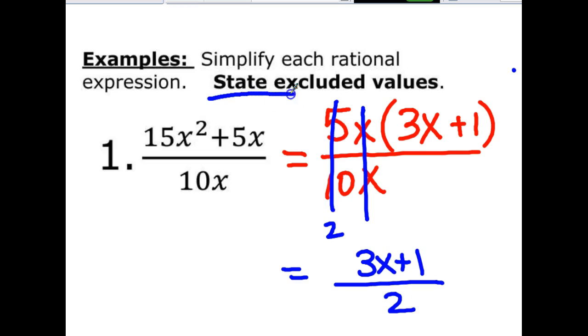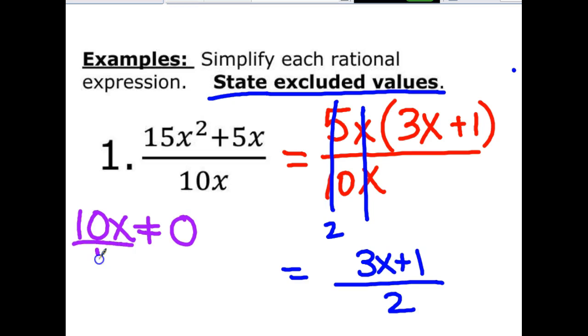But we have to state the excluded values. Excluded values are from the denominator. The denominator cannot equal 0. And so if I divide that by 10, cancel, because there's no adding there. This is the excluded value. x cannot equal 0 because if it did, then it would make the denominator equal to 0.